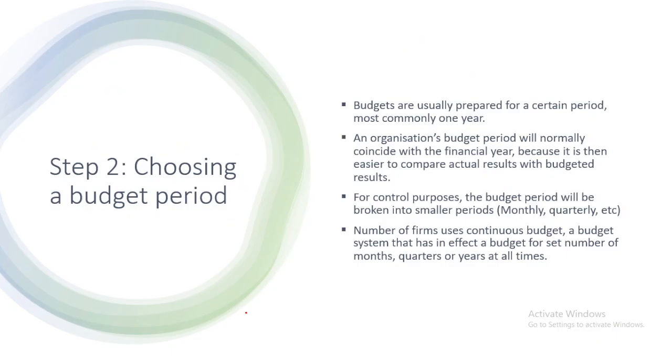Step 2 is choosing the budget period under the budget processes. So here it says that budgets are usually prepared for a certain period, most commonly 1 year. So in most cases, depending on the financial period of the company, when does the company's financial year start and end? The budget will be prepared based on that.